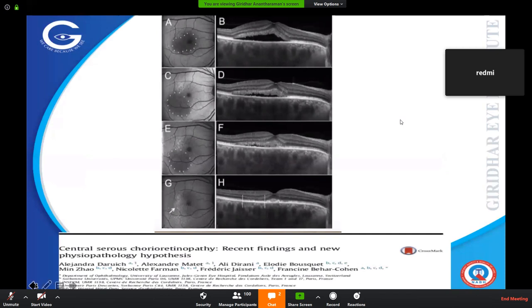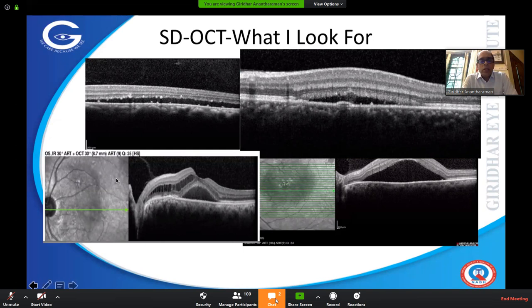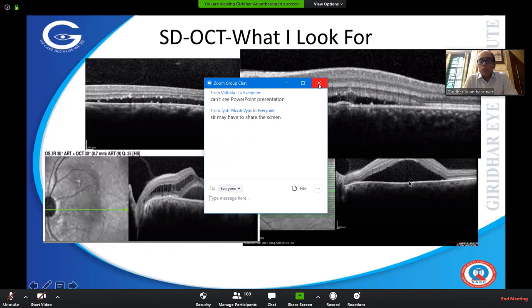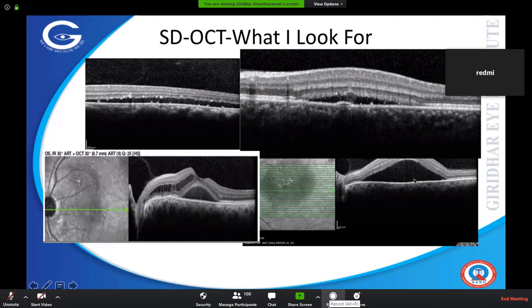So I'm going back to the OCT features. If you look at these four pictures, this is a case of an acute central serous chorioretinopathy because you can see a serous macular detachment and it's completely empty here. It's totally hyporeflective. But when you see this picture and this picture, you can see a lot of hyperreflective dots within the serous macular detachment.